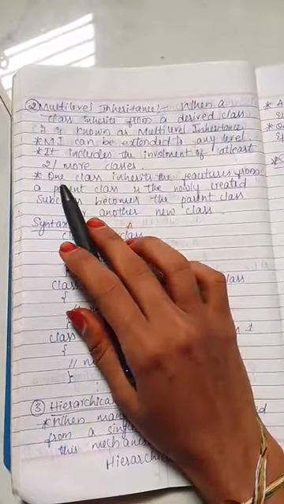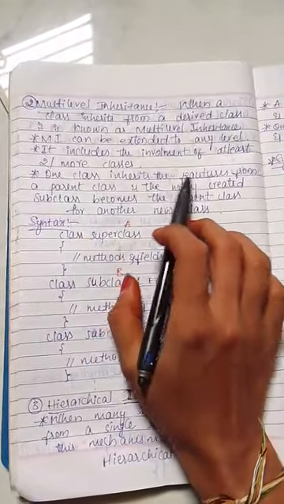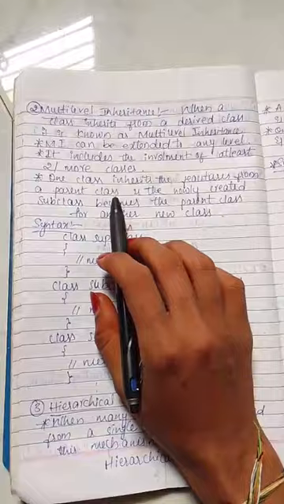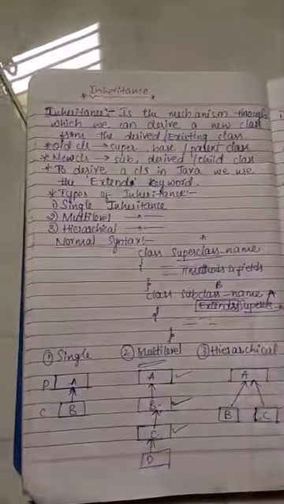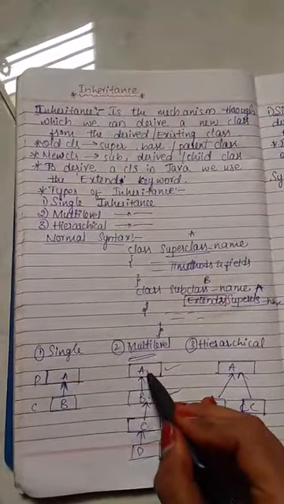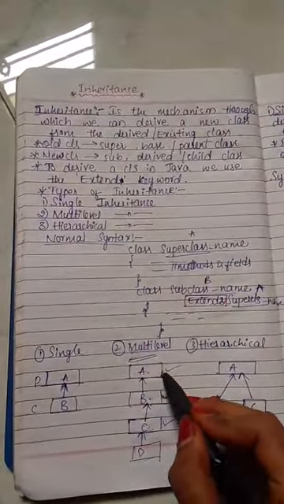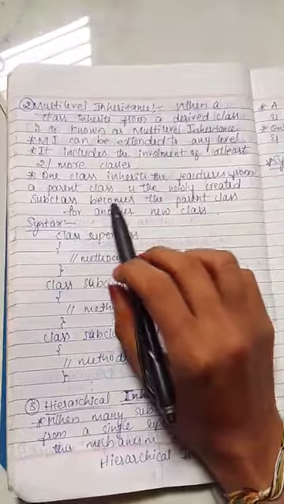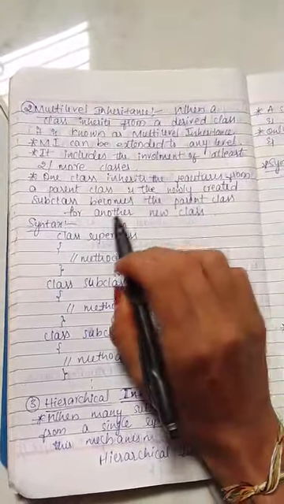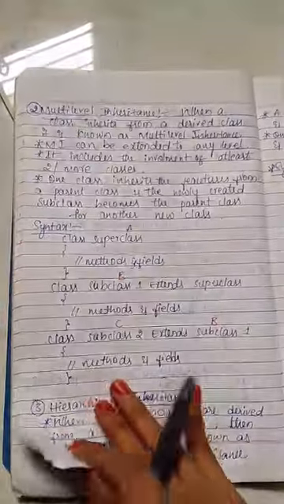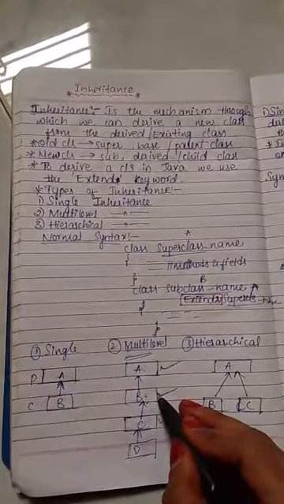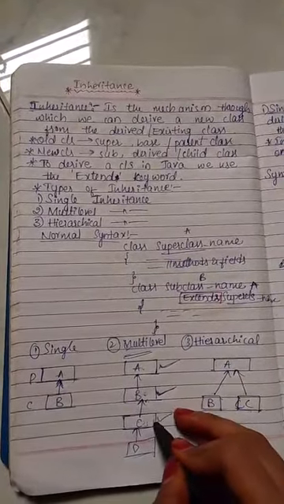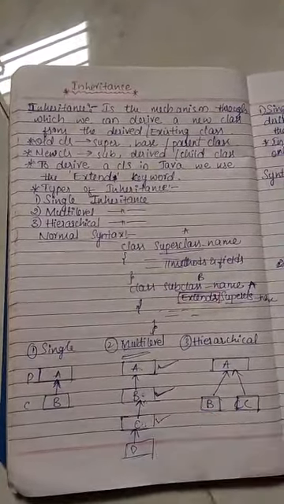This is multi-level inheritance. Once again, one class inherits the features from a parent class, that is A, and the newly created subclass becomes the parent class for another new class. This will become parent to another subclass. Very simple, right? Let us see the example syntax.